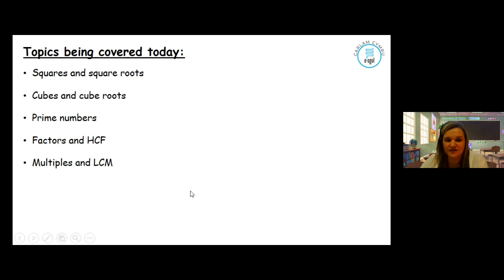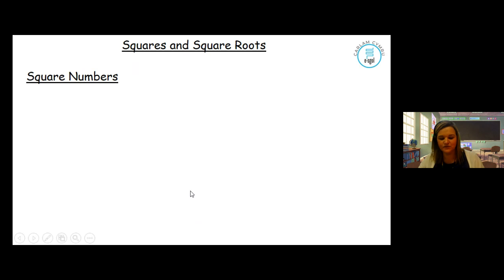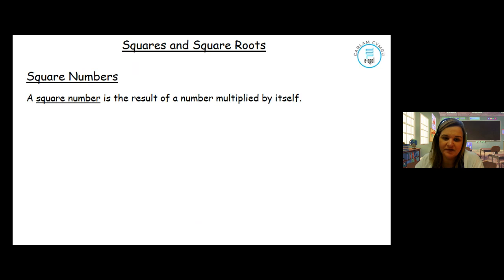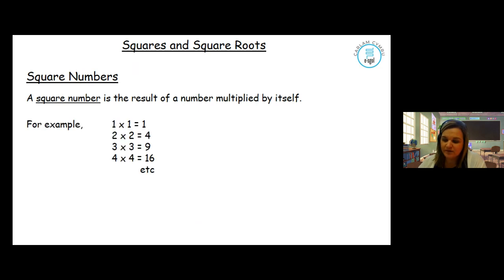We're starting with squares and square roots, and square numbers are going to be our first task. Okay, so a square number, this is the result of a number multiplied by itself. So for example, 1 multiplied by 1 gives you 1. So 1, the answer here, is our square number. 2 multiplied by 2 is 4. So 4 is the square number. 3 multiplied by 3 is 9, and so on. Okay, and obviously this carries on. So the ones I've highlighted on the screen there are our first 4 square numbers.